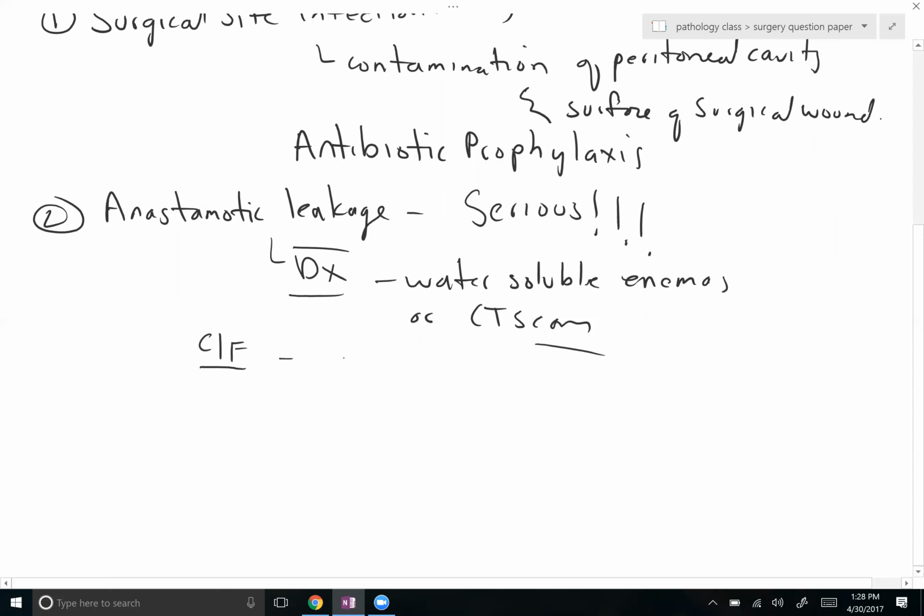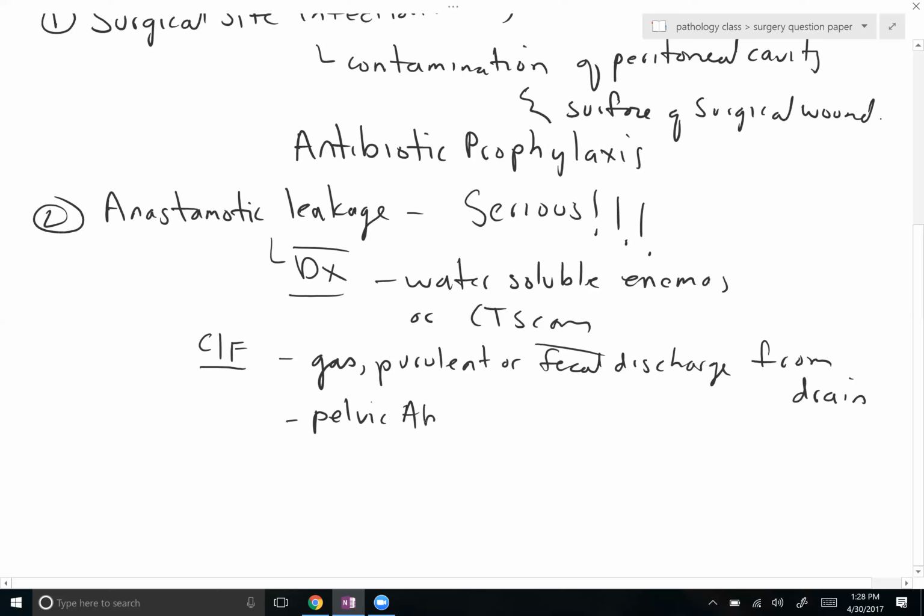There can be gas, there can be purulent or fecal discharge. Now, where is this discharge coming from? This is coming from the drain that we have put in place after the colorectal surgery or bowel surgery. Next, it can present as a pelvic abscess, or it can present as peritonitis.